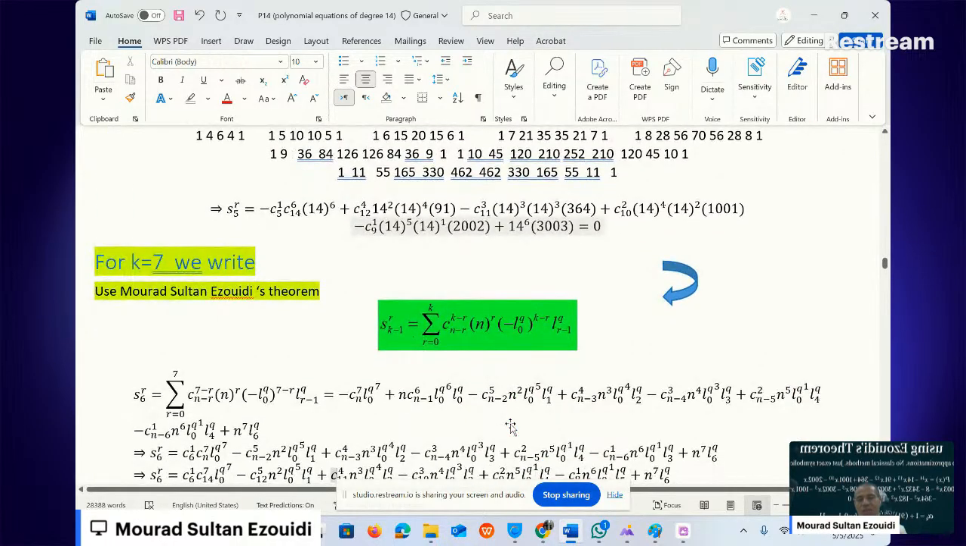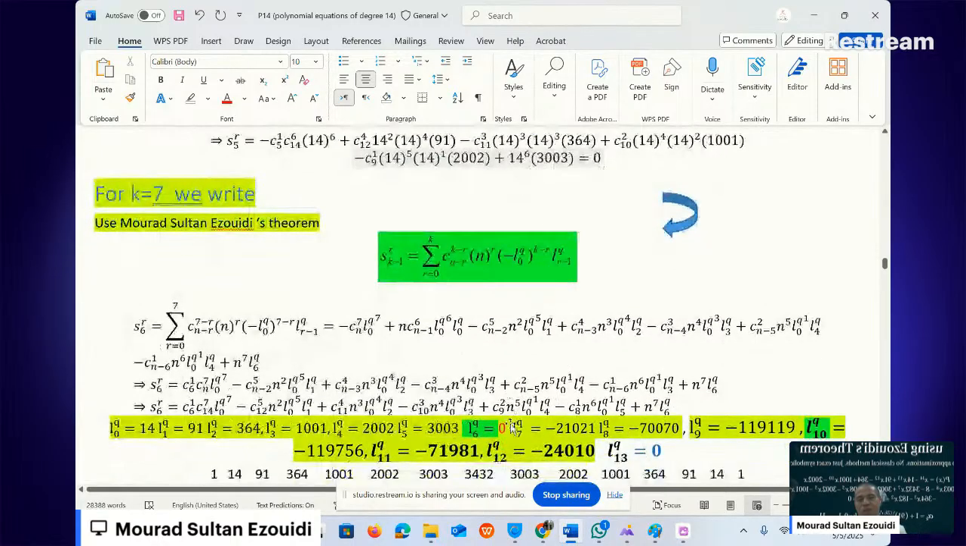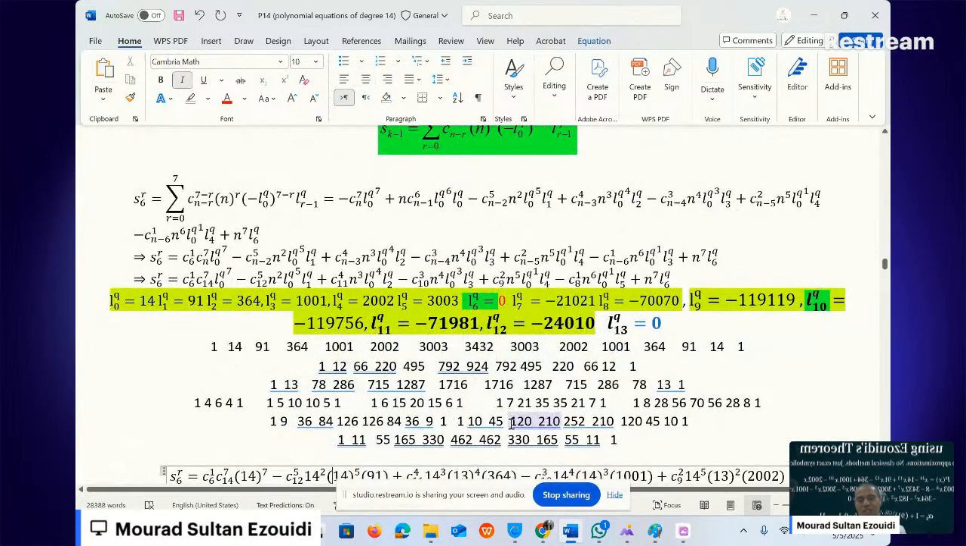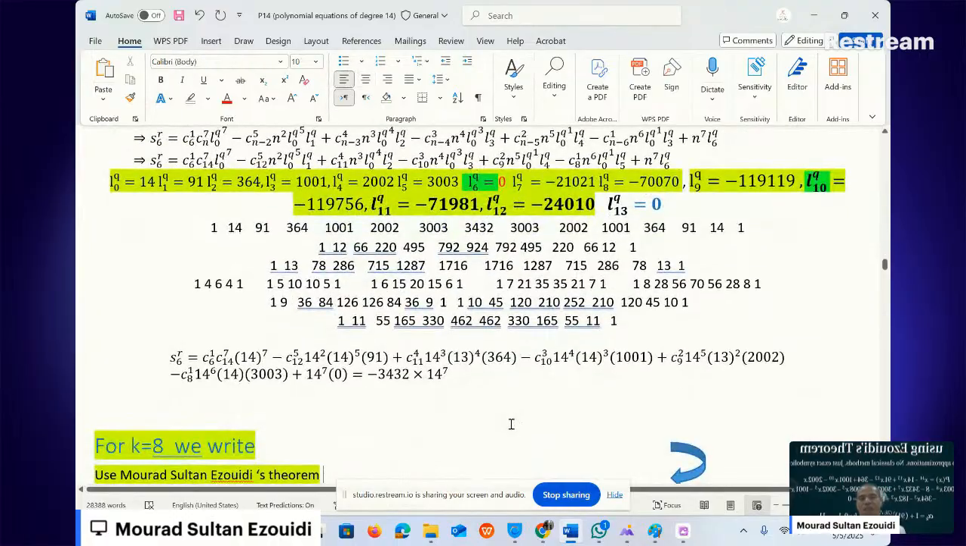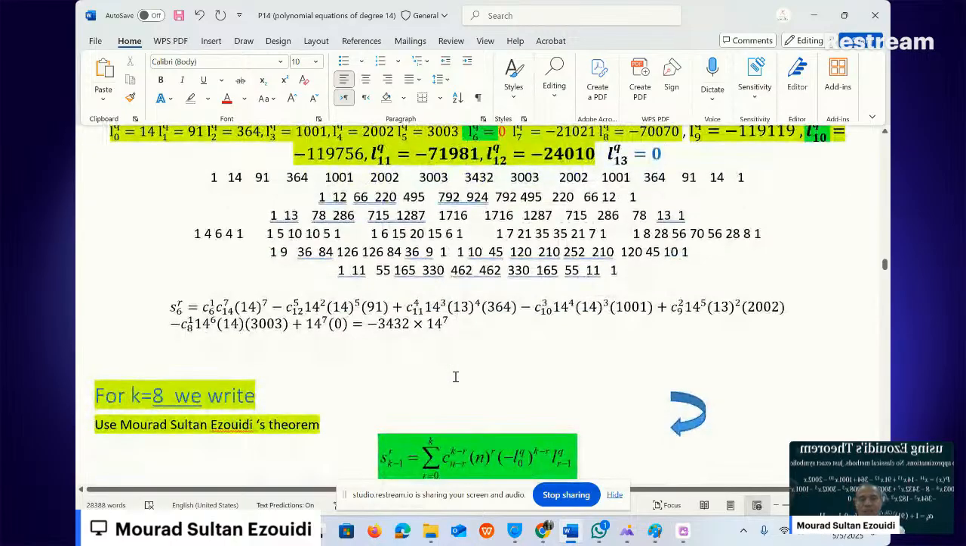So we continue for S6. We also want to find S6. Just put k equals 7, and you will see that S6 here is different. And you see S6 is going to be equal to negative 3,432 times 14 raised to the power 7.